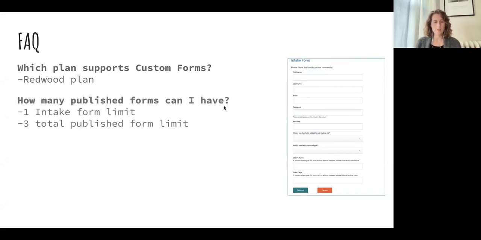Another question we've gotten sometimes, and we've been letting people know, is about how many forms can I have? How many can I work with? There's a total of 3 forms that you're allowed to have published and live. You are allowed to have forms in draft, so you could work on different ones if you need to, but there is a limit of 3 published forms, and you can only have one intake form. What that means is that there's only one form available for all your new clients signing up.